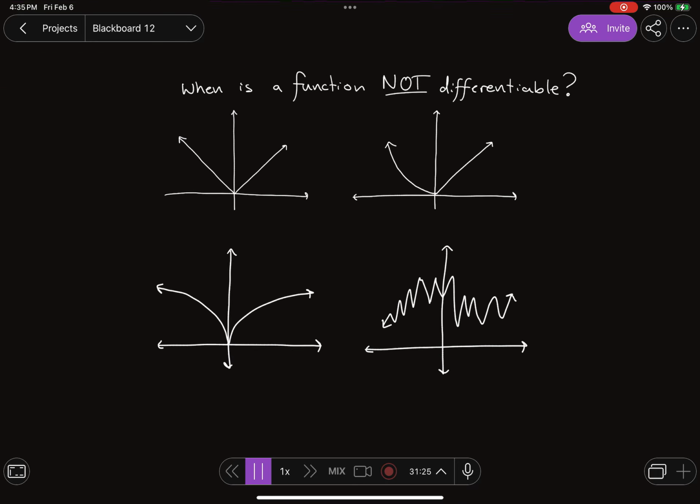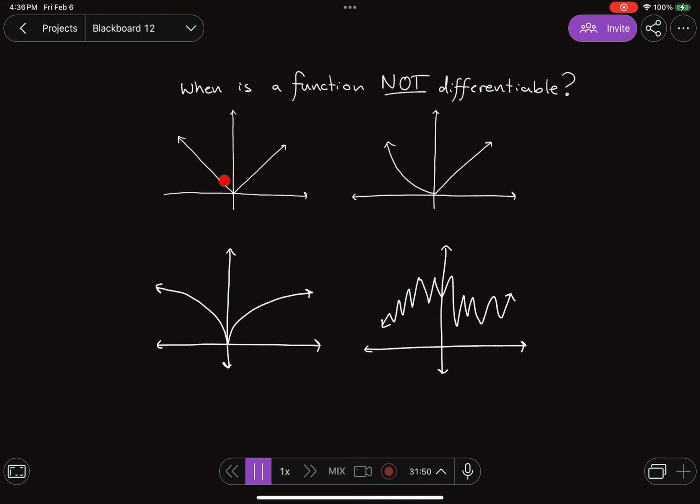Conceptual question. When is a function not differentiable? Here are 3 examples of functions that are not differentiable. To think about not differentiable functions, we want to think about functions that are pointy or have some sort of point, that are not smooth. Notice here, this looks like maybe some sort of absolute value function. This is like, I don't know, maybe the absolute value of x.